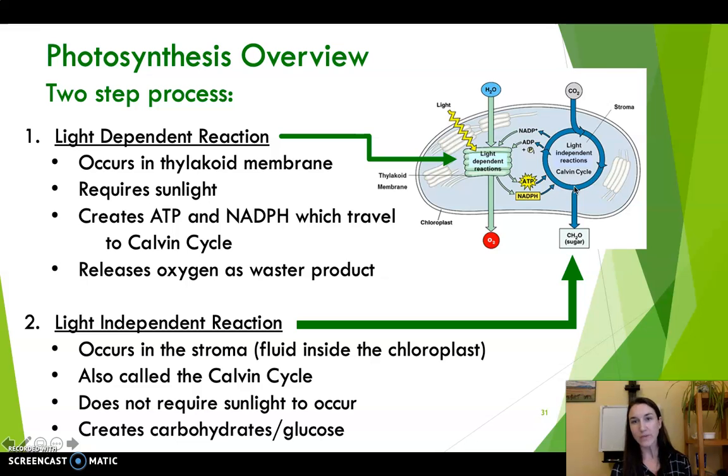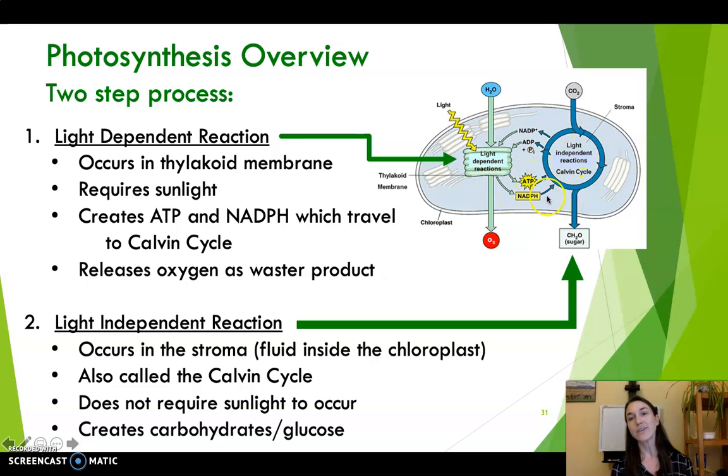So just a quick review from my last video on the light-dependent reactions. We can think of these as the photo part of photosynthesis, the part that requires light, that occurs in the thylakoid membrane requiring sunlight. And this is the process that's going to generate this useful energy molecule, ATP, that's providing the energy for the Calvin cycle.